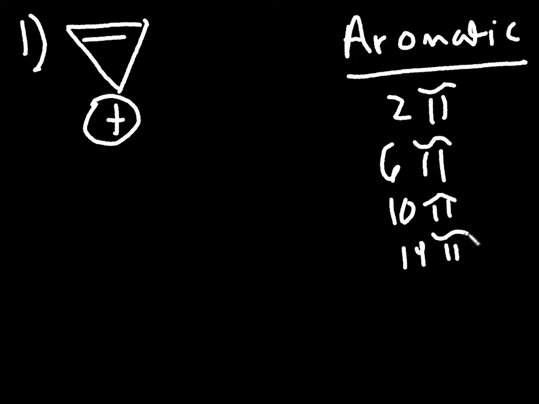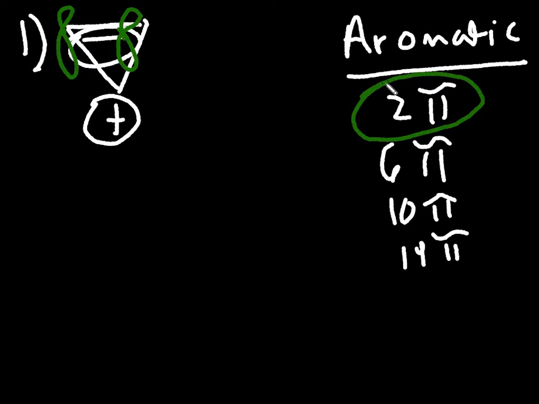So how many pi electrons are there? There's one single bond there, and we know a bond is 2 electrons in there. So that's 1, that's 2. 2 pi electrons. Actually, let me make that a different color. Two pi electrons. Already we know it's aromatic. But you know, let's go through our other checklist.